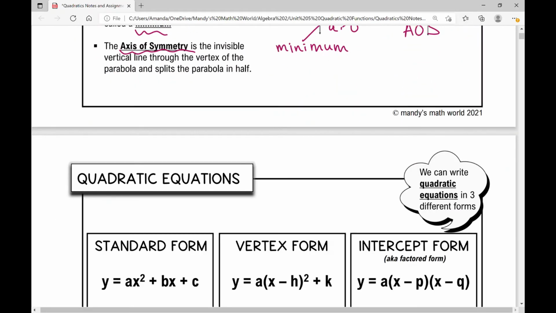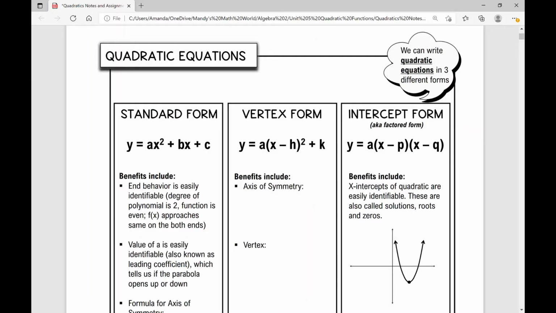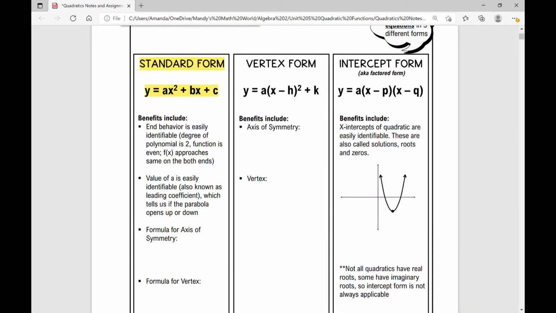Let's move on to the next topic, quadratic equations. There's a lot of information right here, and I'm going to go through each one of these. So first, let's talk about the different forms of a quadratic equation that I can write. So we can write quadratic equations in 3 different forms. The first form is standard form. y equals ax squared plus bx plus c. And here are some benefits of this standard form. These are just meant to be like bullet points for each form, and we'll talk about each of these forms over the next several lessons, but this is something that you can refer to when you're like, what is this form? Okay, yeah, right here.